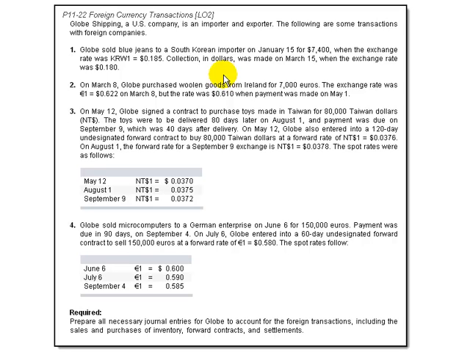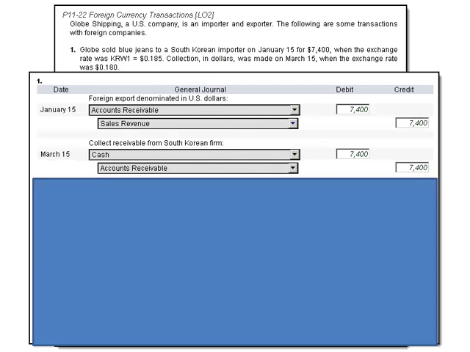All right, let's take a look at how we solve that. Okay, so now you can see the entry. We would record on January 15th a debit to accounts receivable and a credit to sales revenue. And then when we collect from the South Korean firm, we debit cash and we credit accounts receivable. This is very similar to some basic accounting transactions we've learned about earlier in our accounting courses.